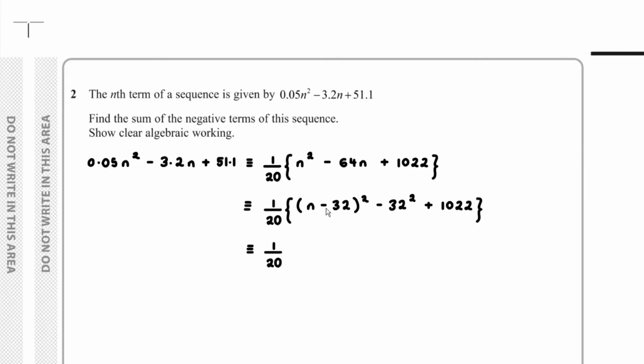So we have 1 over 20 multiplied by (n subtract 32) squared, and negative 32 squared plus 1022 is negative 2. And if I expand the brackets, we have 1 over 20 multiplied by (n subtract 32) squared, subtract 0.1.